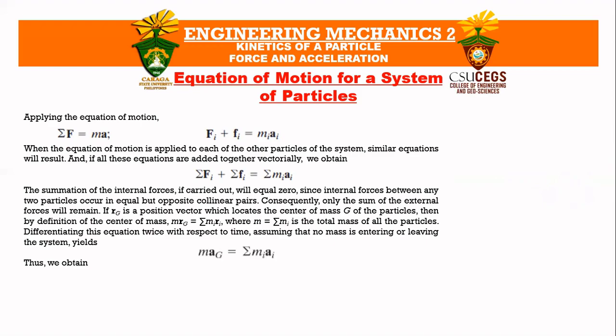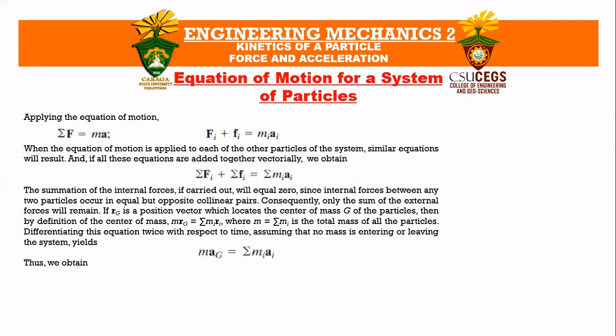When the equation of motion is applied to each of the other particles of the system, similar equations will result. And if all of these equations are added together vectorially, we obtain the following expression. The summation of the internal forces, if carried out, will equal 0, since internal forces between any two particles occur in equal but opposite collinear pairs, and consequently, only the sum of the external forces will remain.